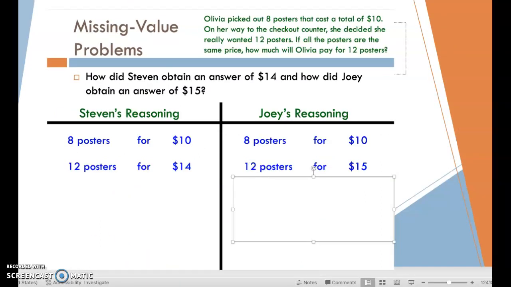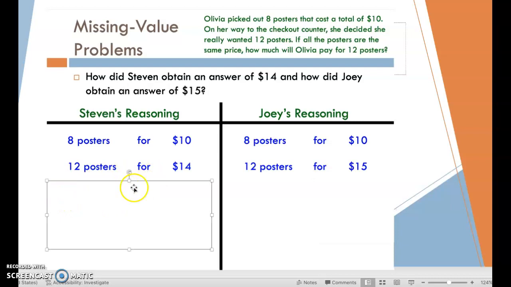Okay, so let's read the word problem again. Olivia picked out 8 posters that cost a total of $10. On her way to the checkout counter, she decided she really wanted 12 posters. If all the posters are the same price, how much will Olivia pay for the posters? Let's first look at Stephen. Stephen's thinking was 8 posters for $10, so 12 posters for $14.